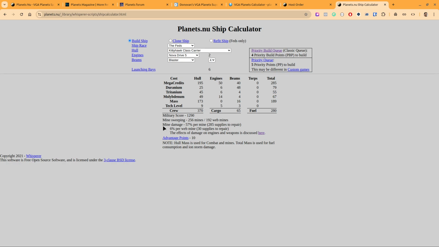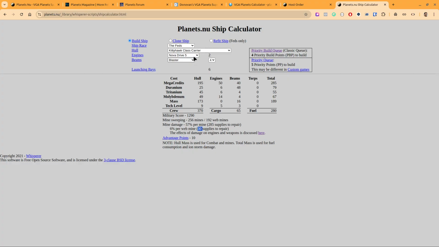I also get the information on what happens if this ship would hit a mine. How much damage would it actually take? So it would take 57% per mine. And how many supplies do I need to repair it? Since 1% is going to be repaired by 5 supplies, 5 times 57 is 280. If I hit a web mine, how much damage will I get? And you see, this is fairly easier to repair.